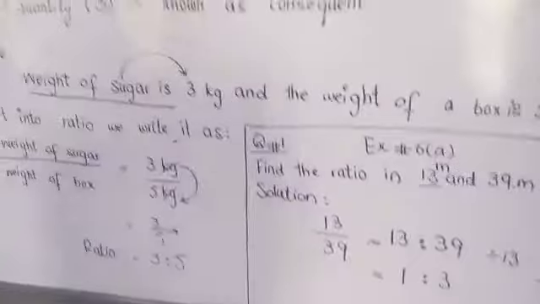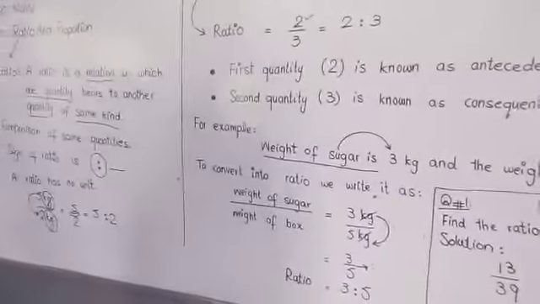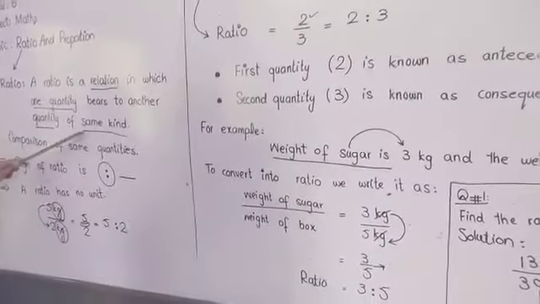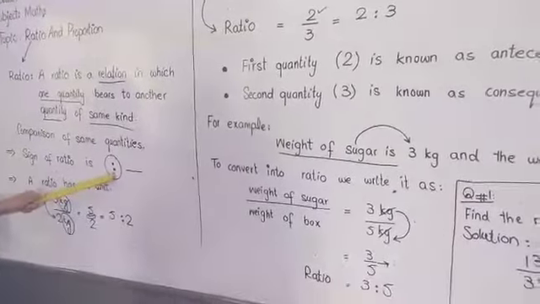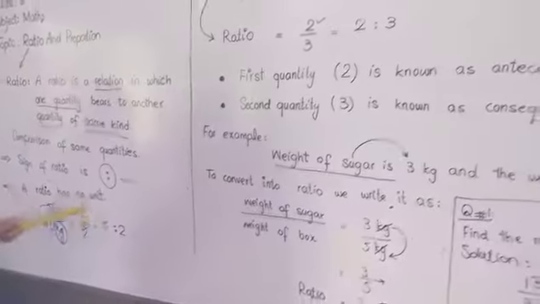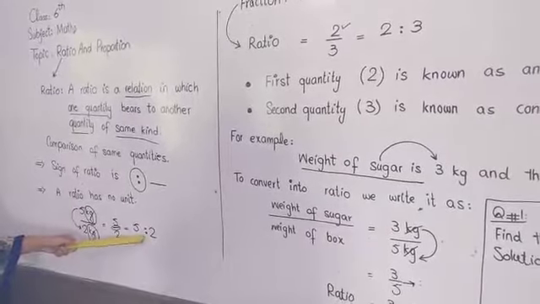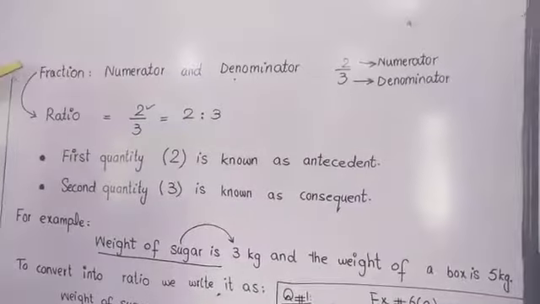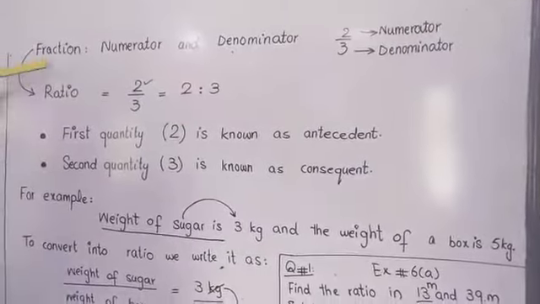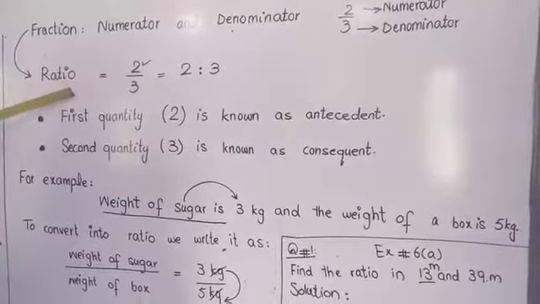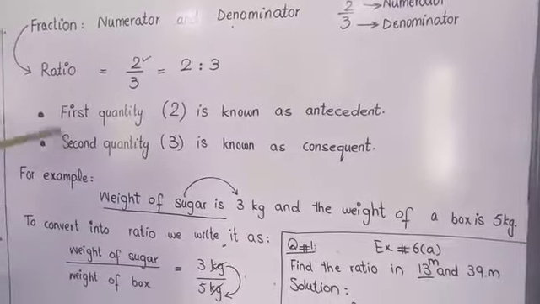So this is the lecture in which we have described the term ratio, which is a relation between two quantities of same kind. This is described by this sign, and one important thing is that there will be no unit. Only the sign of ratio will be used like this. We can also change it into fraction. These are the two different terms. Numerator and denominator are used in fraction, but in ratio we use the terms antecedent and consequent.